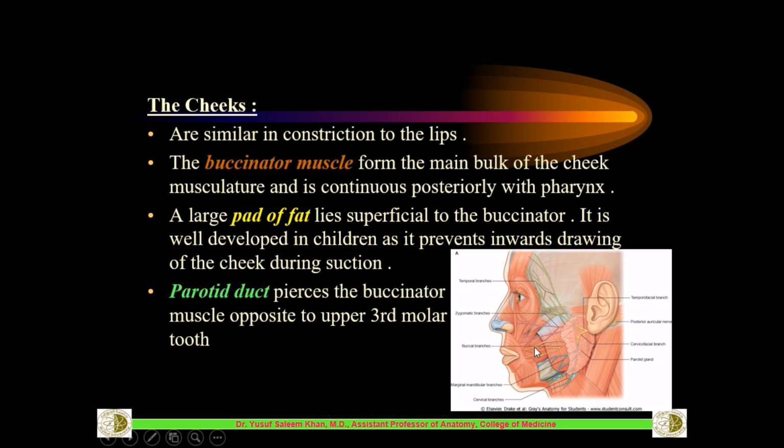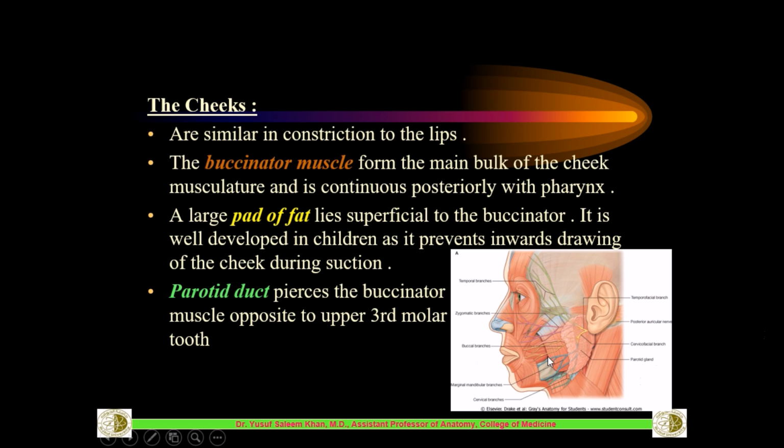Within this deep area, we can also see a small duct. This is called the parotid duct. This is the parotid gland here, and it is drained by a duct, the parotid duct. The parotid duct pierces the buccinator muscle opposite the third molar tooth. It will be opening into the oral cavity in the vestibule just beside the second molar tooth.